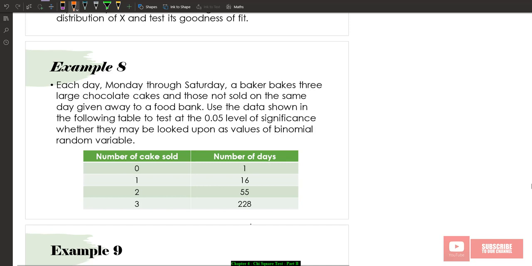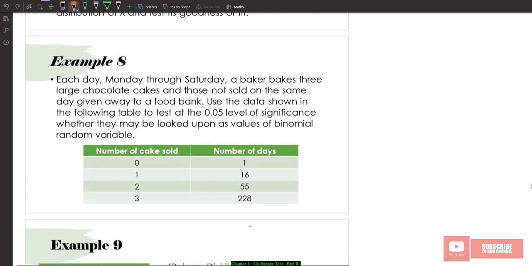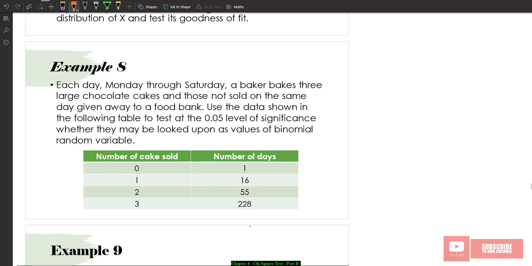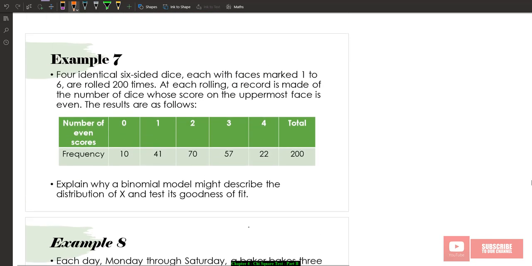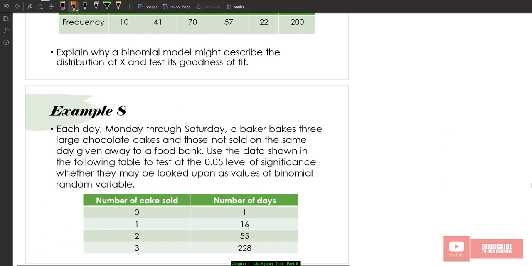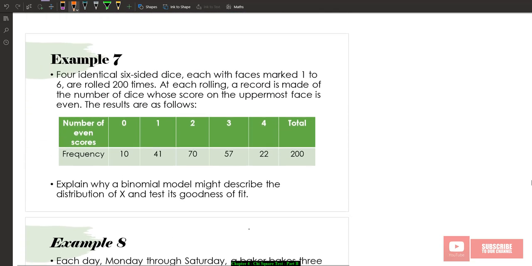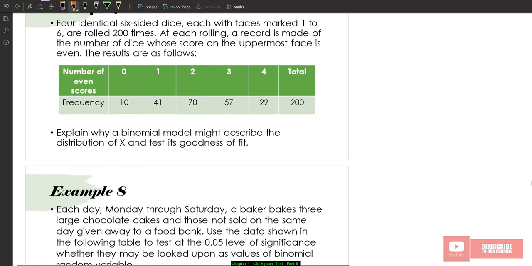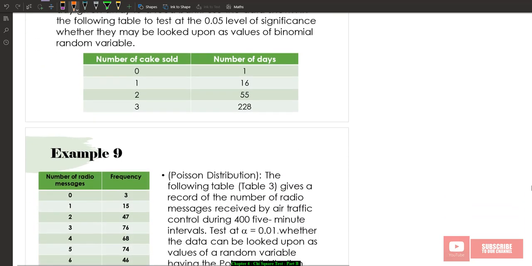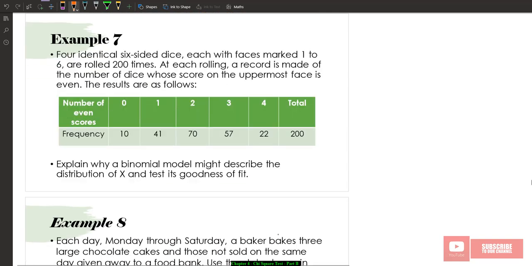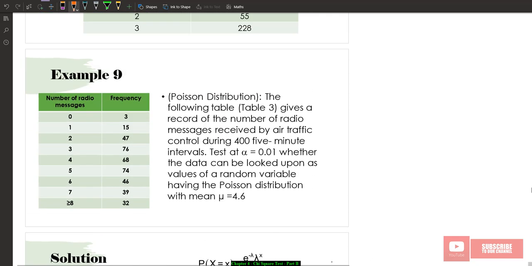This goes the same as example number 8, right? Example number 8 and example number 9, but example number 9 is quite different, so I'm going to touch on example number 9. So far, I want you to treat example number 7 and example number 8 as your homework. Try to solve the problem, try to test whether the data can serve as a binomial distribution or not, right? I think that's all for example number 7 and 8. So now look at example number 9.